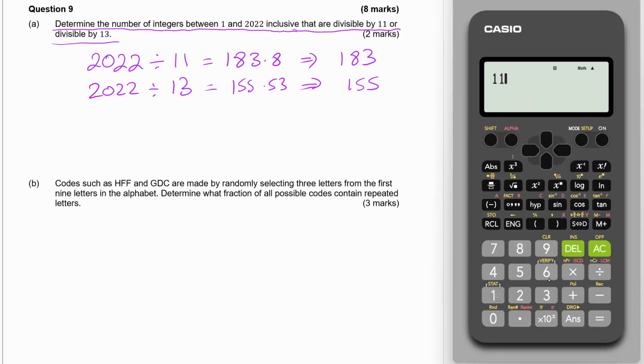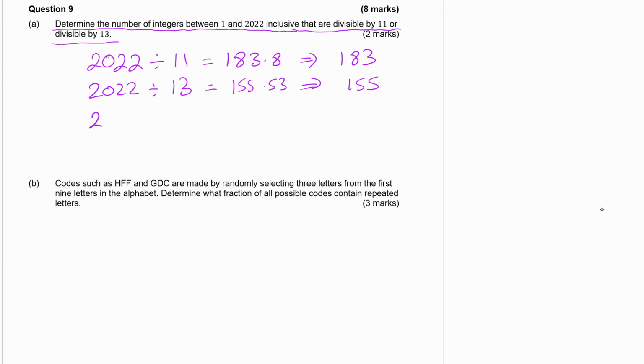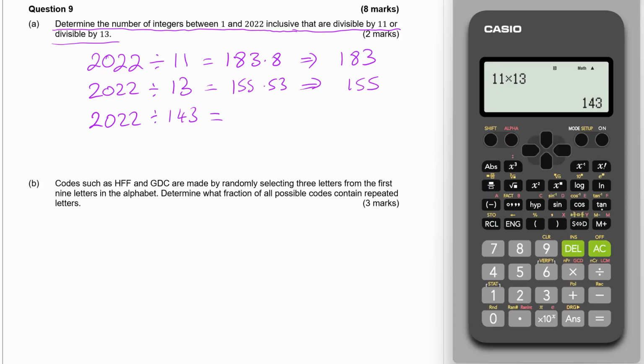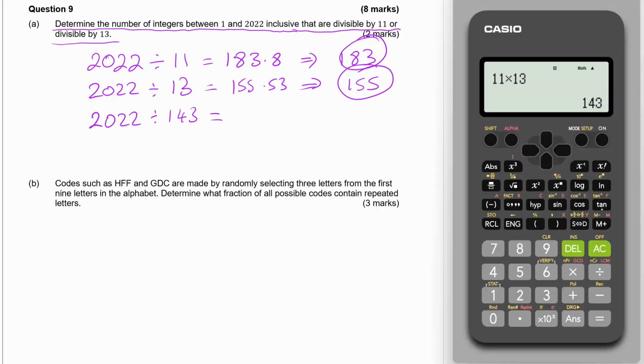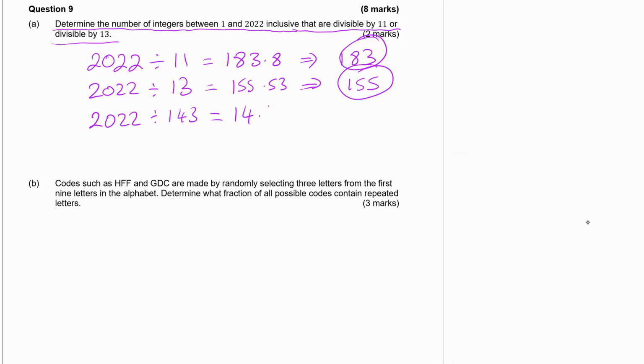So 11 times 13 is 143. So we need to find out how many are divisible by 143. And they'll have been counted twice if we add these up. They're counted here and they're counted here. So what we're going to need to do is take these out. So we've got 2022 divided by 143, and that gives us 14.13.